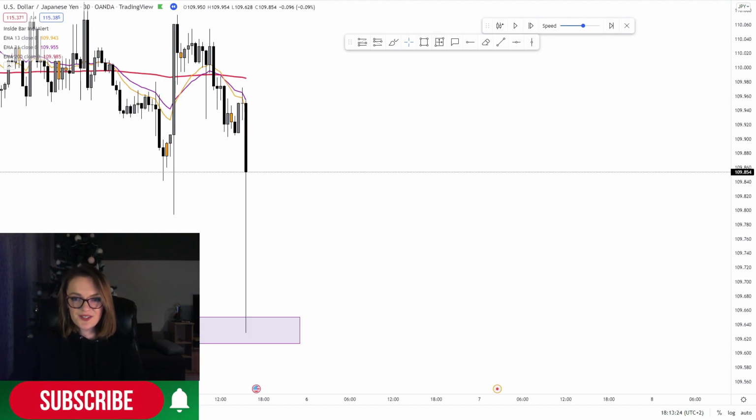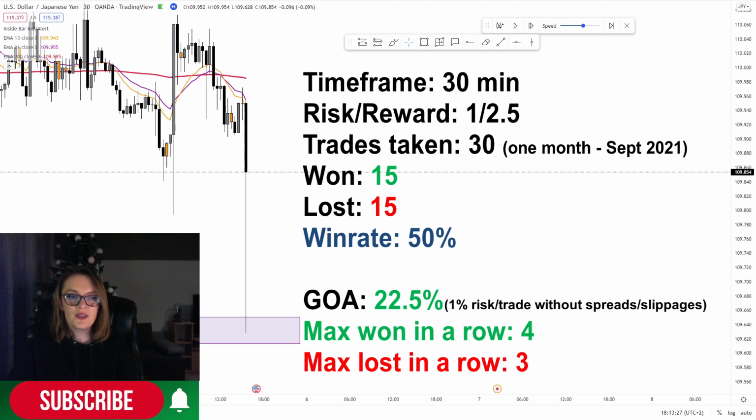Okay, so the backtesting is over and here are our results. I want to mention that the results are based on the 1% risk per trade and after one full month of backtesting. Okay, so we've got 30 trades, 15 of them were wins and 15 were losses, meaning that a 50% win rate was made on this strategy in September 2021. Therefore, using the 2.5 to 1 risk-reward ratio, the gain on account at the end of September was 22.5%, meaning that you would easily pass any 10% target for any prop firms.